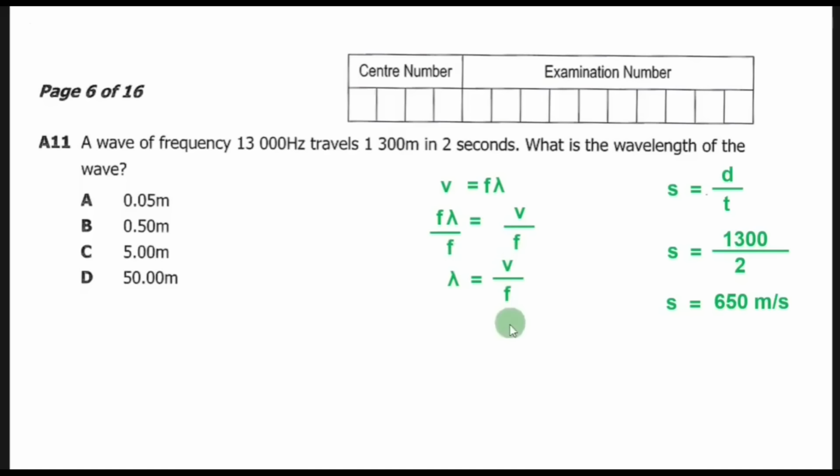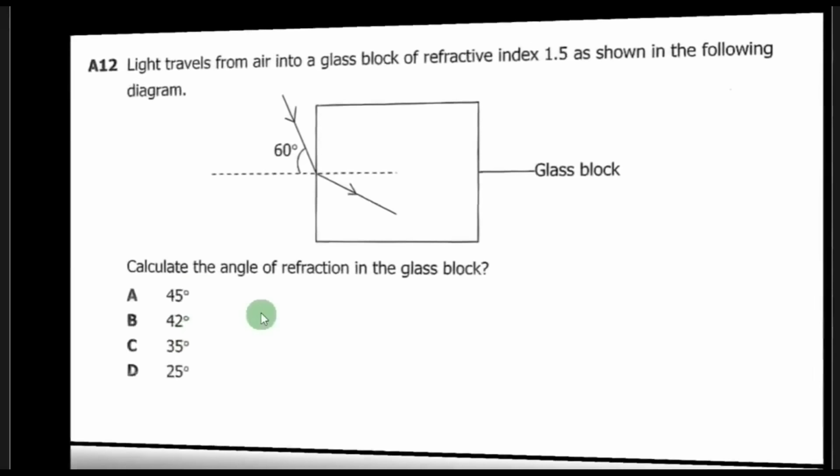Now we can substitute. Wavelength is equal to velocity, which is the same as speed, 650, divided by frequency, which is 13,000. When we divide 650 by 13,000, we get 0.05 meters as the wavelength, which means our answer is A. All right, so let's go to A12.